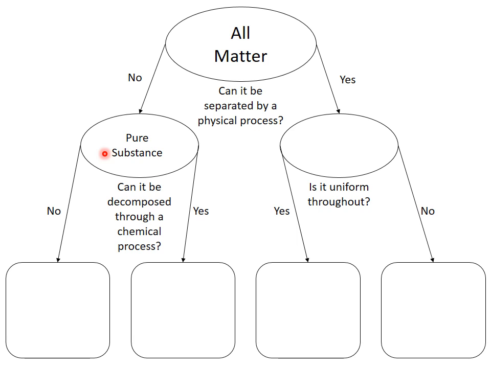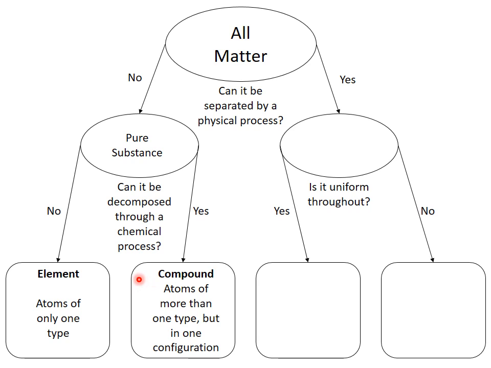If your pure substance cannot be decomposed chemically, you have a sample of an element. An element contains atoms of only one type. Examples of this include nitrogen, which is a gas, mercury, which is a liquid at room temperature, and carbon, which is a solid. Now, if on the other hand, your pure substance can be decomposed chemically, you have a compound.